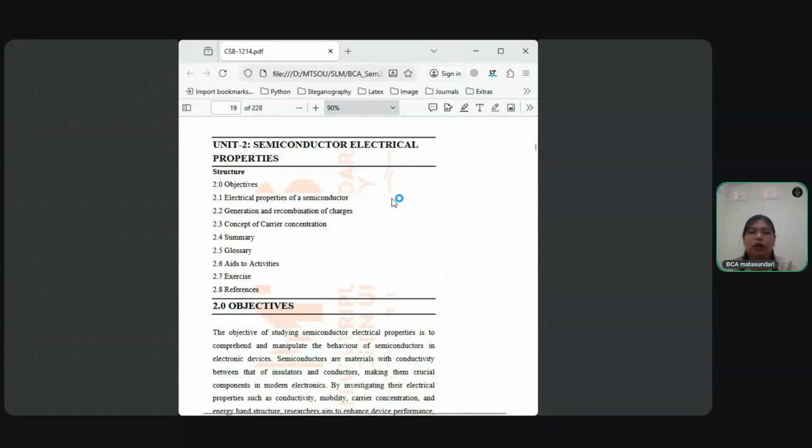Unit 2's topic is semiconductor electrical properties. These are the basics of physics and the electrical subject, which is required for a better career as well as for your better understanding in electronics. If you want to go into the electrical field, then it is important to study this subject. So electrical properties of semiconductors, generation and recombination of charges, and the concept of carrier concentration will be covered in this unit.